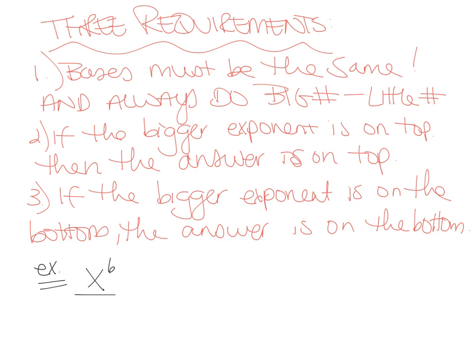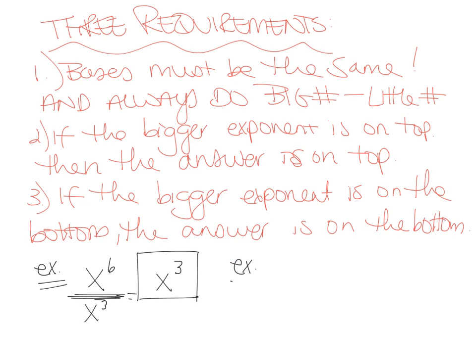X to the 6th over x to the 3rd. Notice what operation is between your x's? Division. So what are you going to do with your exponents? You're going to subtract them. So look at your exponents. Where's the bigger exponent? On the top of the fraction or on the bottom of the fraction? It's on the top of the fraction. So x ends up on the top of the fraction. So now take your big number minus your little number. 6 minus 3 is 3. Is anybody left on the bottom? No? I'm done.